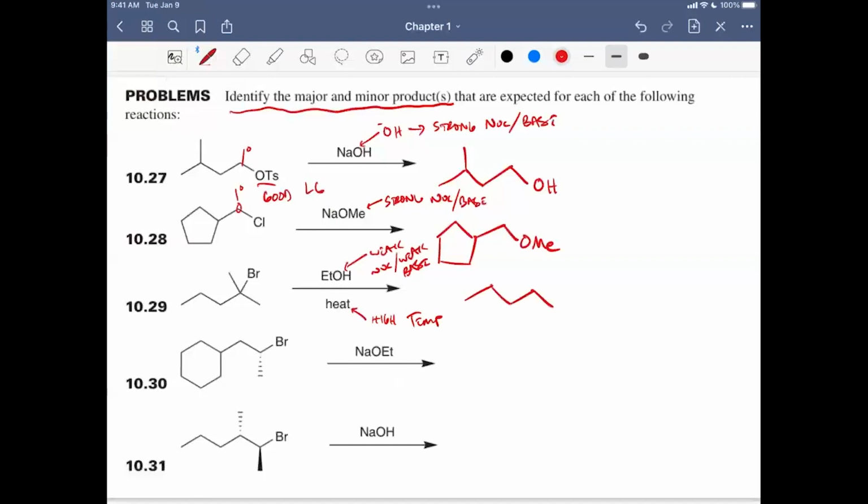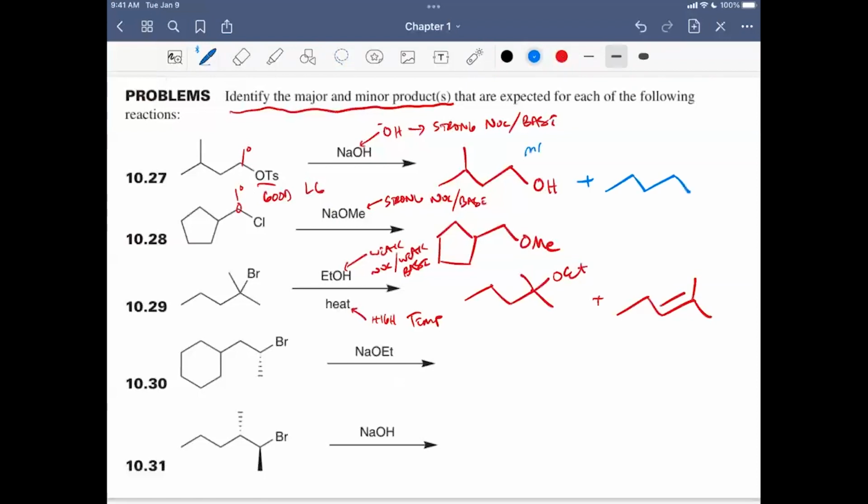And you'll get both products. So you'll get OEt, a substitution product at the most substituted carbon. So you'll get an SN1 product and an E1 product. And I'm sorry, I've only been showing the major products for this. So if any of you out there are wondering what the minor products would be, I'll show them.